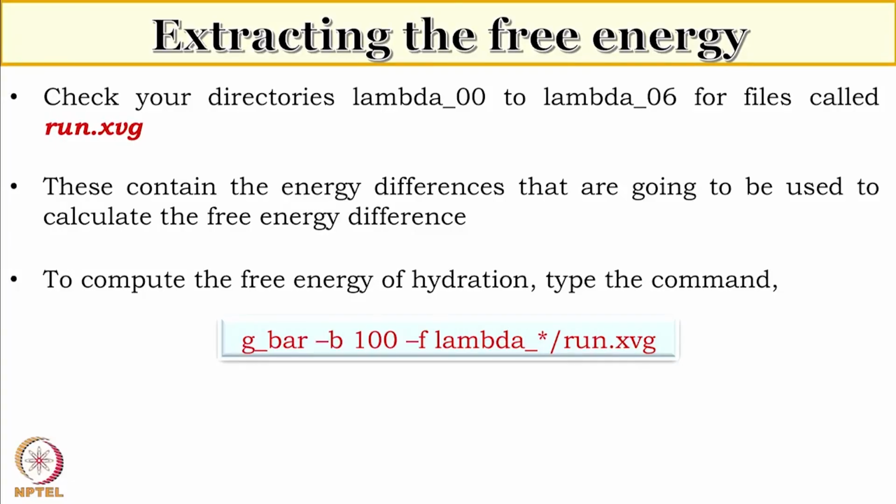So before running this command, should we not check whether every lambda value calculation is done properly? Yes, definitely, we have to check that every lambda directory has this .xvg file. Because even if one is missing, it will not give an error. It will give you a value, but it may not be the correct value. If a file is missing, it will take 0 at that point and do the calculation.